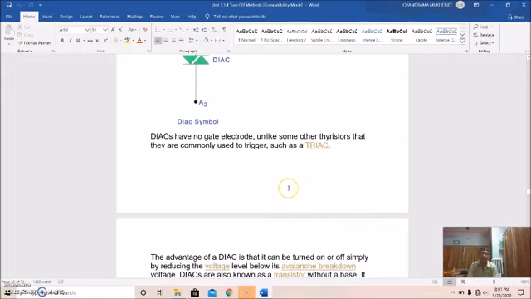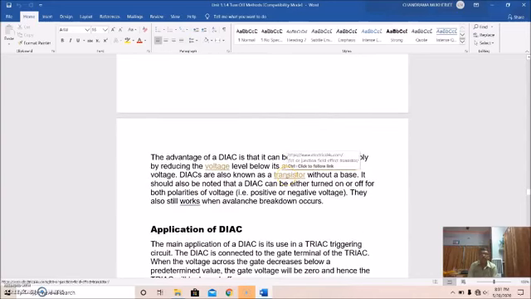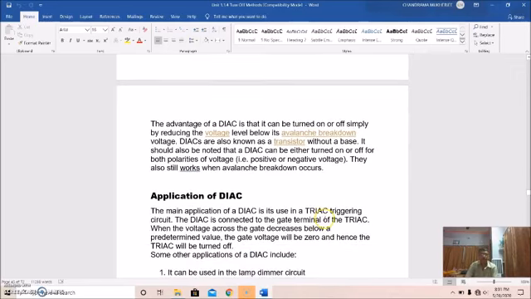Basically these DIACs are used mainly to trigger a TRIAC. We will talk about the TRIAC later on. So the advantage of a DIAC is it can be turned on or off simply by reducing the voltage level below its avalanche breakdown voltage. So DIACs are also known as transistors without base. It should also be noted a DIAC can be either turned on or turned off for both polarities of voltage, that is positive or negative. They can still work when the avalanche breakdown occurs.